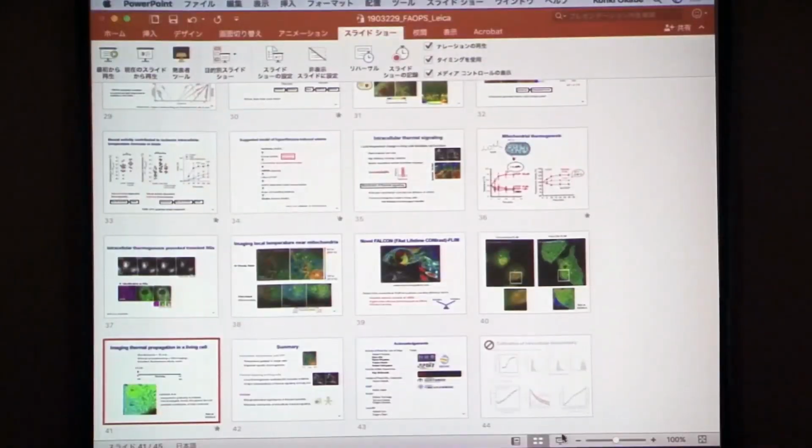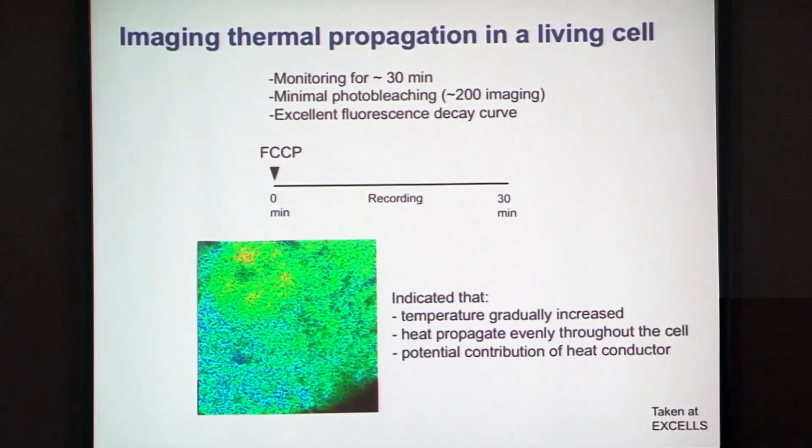It might be a little bit confusing, because I am also confused about this data, but the results show that the temperature gradually increased, not in a local area. This means heat propagates evenly throughout the cell.